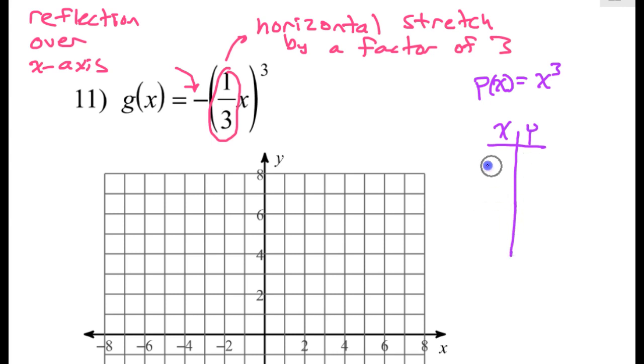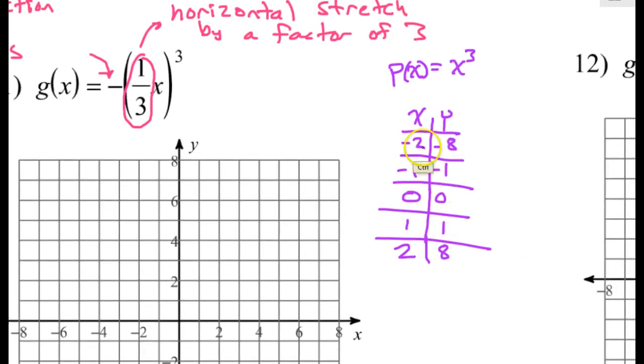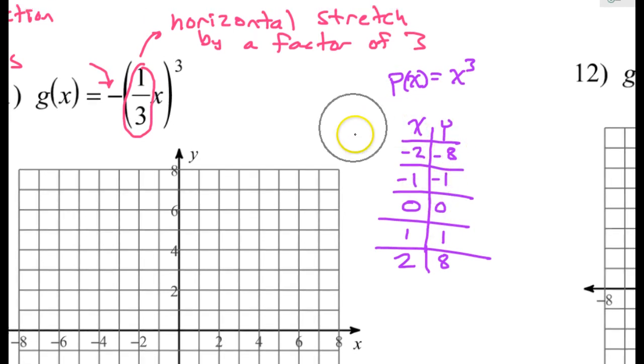I'm not sure how many values I'm going to need yet. I'm going to stick with -2, -1, 0, 1, and 2. That should be enough. So when it comes to the parent function, if I cube all of these, the negatives won't go away. So this will be -8 and -1 and 0 and 1 and 8. Okay, so this is the parent function.